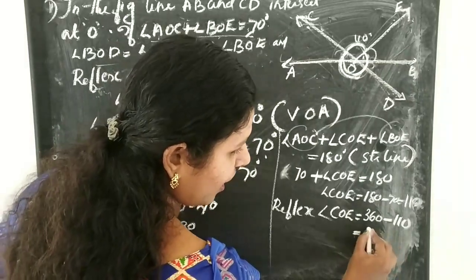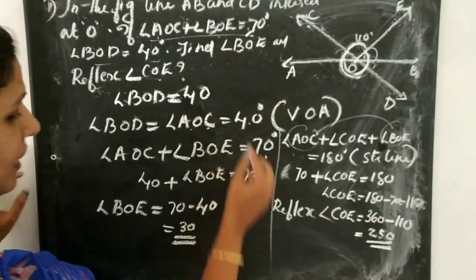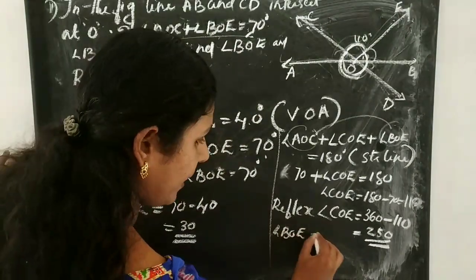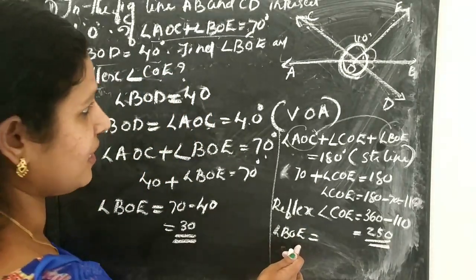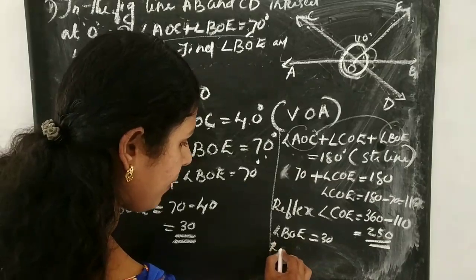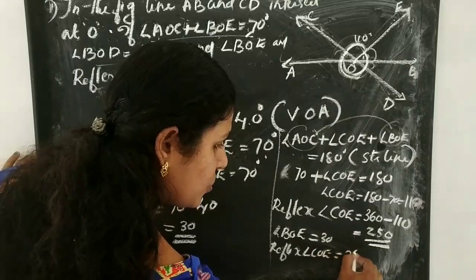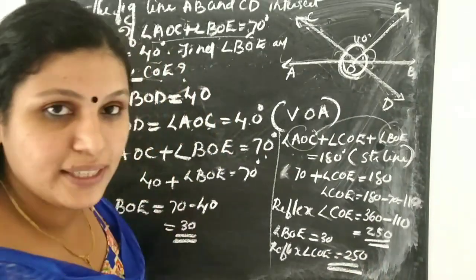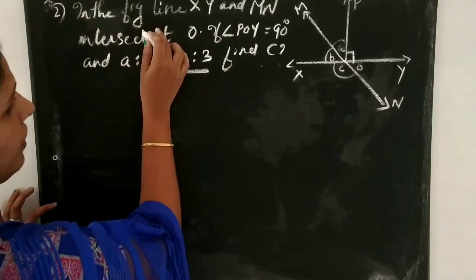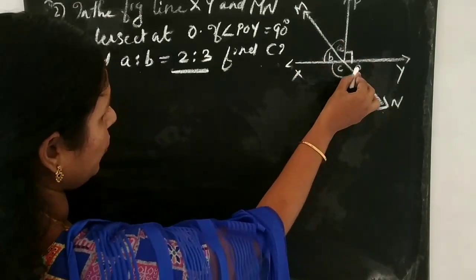That is 250. So we get the angle we have to find. Finally you write these angles: angle BOE is 30 degree and reflex angle COE is 250. Okay, understood. Second question is, in the figure line XY and MN intersect at O.